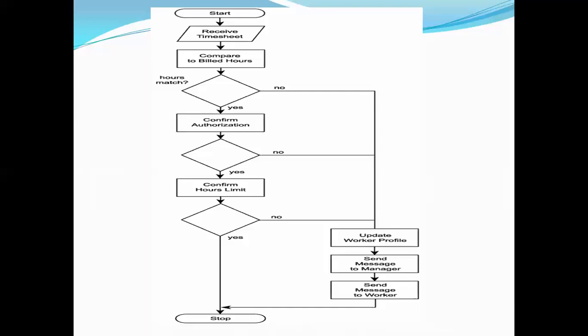And if the recorded hours are less than the confirmed weekly hour limit, and all three conditions are satisfied, then you accept the timesheet, else you reject the timesheet. In case of rejection, the three important tasks are again performed: updating the worker profile, sending the message to the manager, sending the message to the worker.